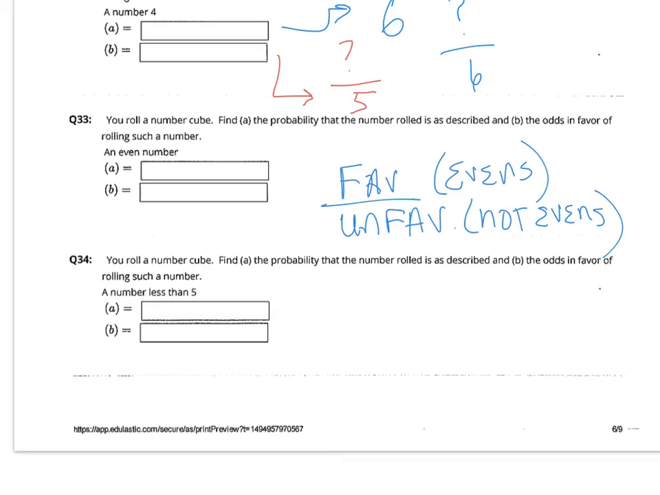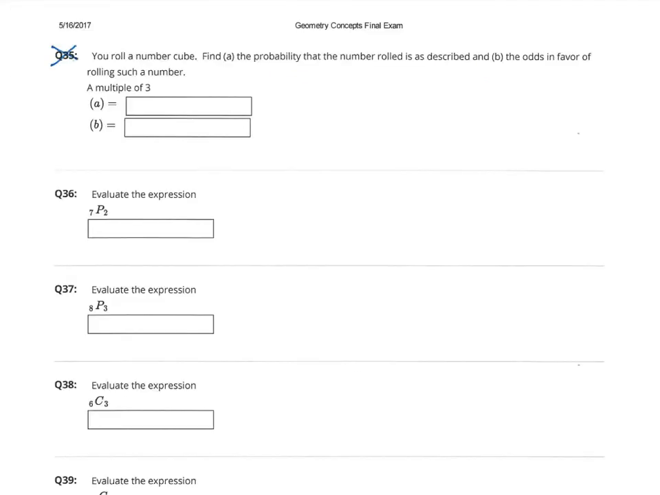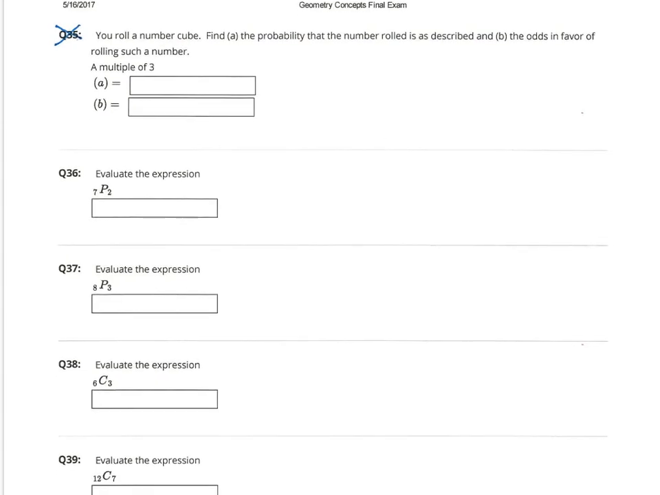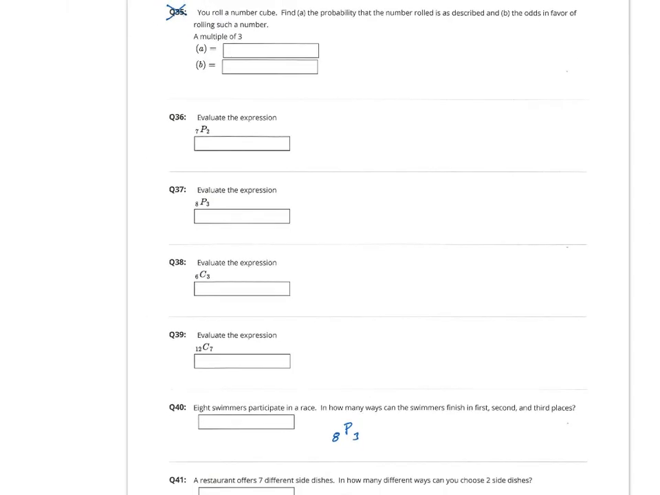34, we're talking about a number less than 5. So what's the probability that we would roll a number less than 5? How many numbers are less than 5? And put that over 6. Now think about how many numbers are less than 5, the favorable, over how many are not less than 5. That's 34. We are skipping 35, but 36, 37, 38, 39, and 40.